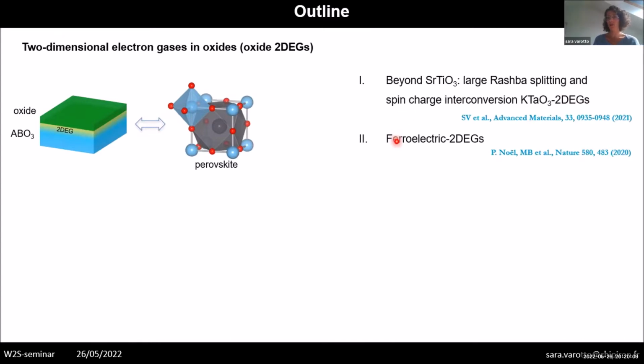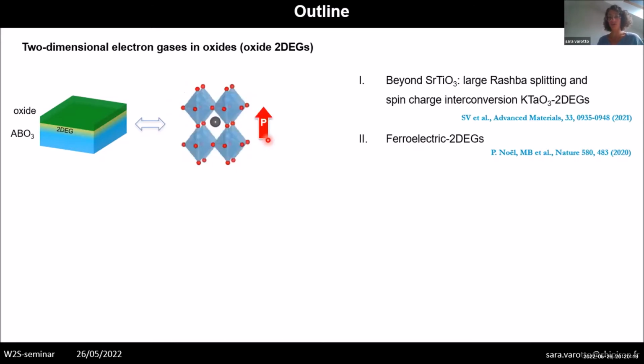And in the second part of this first part, let's say, I will also show you how we can use the flexibility of the perovskite to introduce ferroelectric polarization that will couple together to the two-dimensional electron gas to achieve this non-volatile control of the Rashba states.